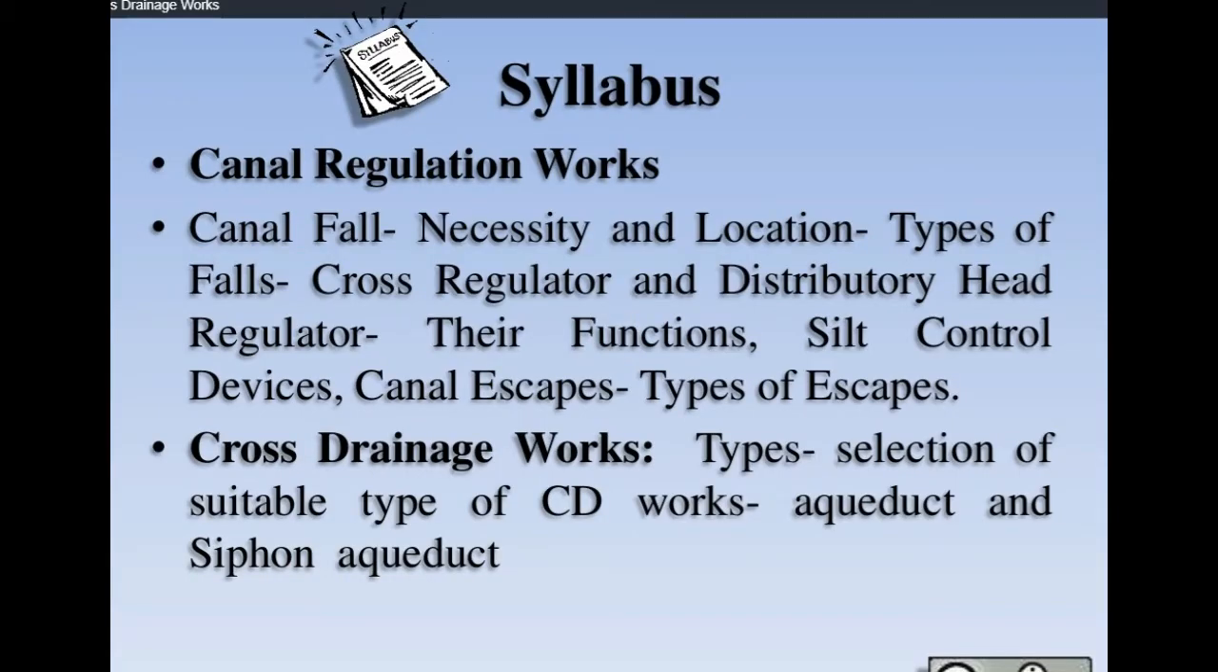Now, let us discuss some of the syllabus contained in this module. First, we are discussing the canal fall, necessity and location, types of fall, cross regulator, and distributary head regulator, their functions, silt control devices, canal escapes, types of escapes, and the various cross drainage works, types, selection of suitable type of cross drainage work, aqueduct, and siphon aqueduct.